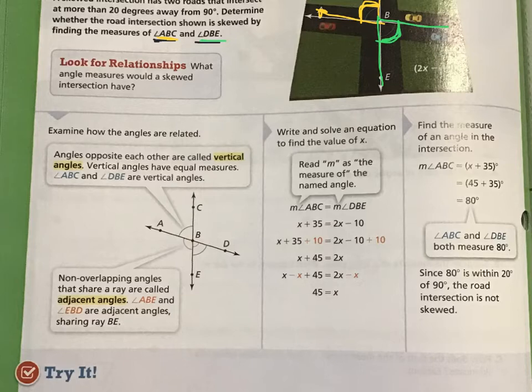So it says, examine how the angles are related. Angles opposite each other are called vertical angles. Huge vocabulary word. Vertical angles have equal measures. So what that means is when angles are across from each other, like this one right here and this one right here, they're the same. So if this one's 80, that one's 80, okay?